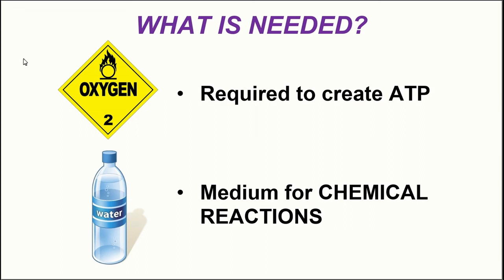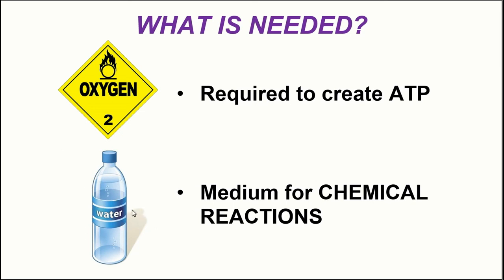So to recap, what do we need for these 8 processes that are sustaining human life? We require oxygen to create ATP, so oxygen is important in aiding the transfer of energy from glucose to ATP, and without oxygen, our body can't produce ATP at the levels that we need to survive. Oxygen is a critical component in being able to move that energy from the breaking down of glucose into the creation of ATP.